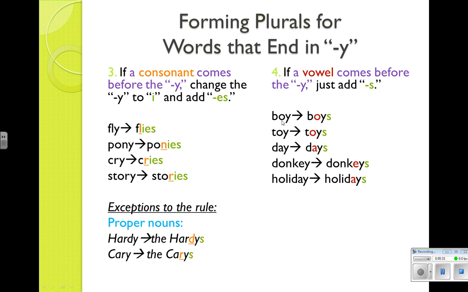So in boy, we have an O. That's a vowel. Our vowels are A, E, I, O, U. Okay? And basically, anything that's not a consonant is a vowel. So because there's an O there and it's a vowel, I'm just going to add S. The same applies for toy. Just add an S for toys. Day, the vowel is A, so days. Donkey, you have an E before it, so just add an S. And holiday, you have another A before it, so just add an S.